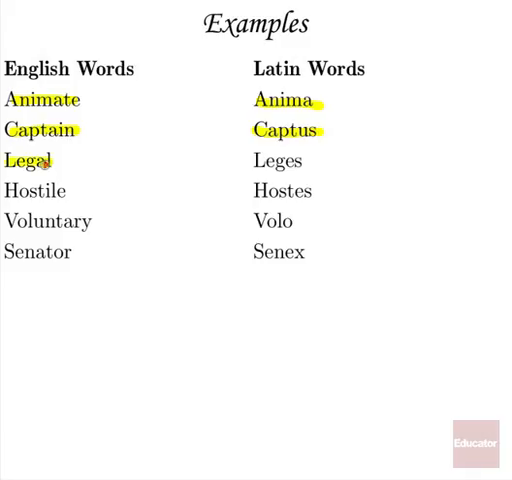Legal, here's a really easy one, leges. That is a Latin word for laws. Hostile, well, if someone's hostile to you, they're not your friend, right? No, they are your hostes, your enemy. Voluntary, V-O-L, from the Latin word volo, which is something like I want, I desire, I wish, I choose. And senator, which is my favorite word, just comes from the Latin word for old man.